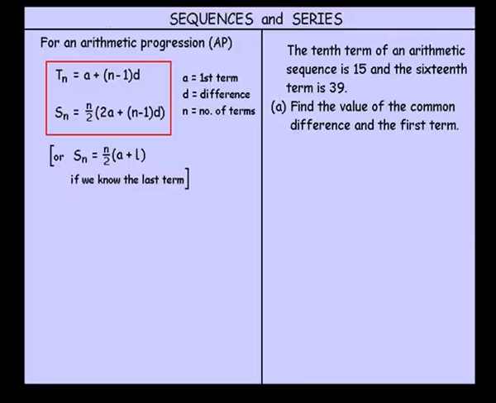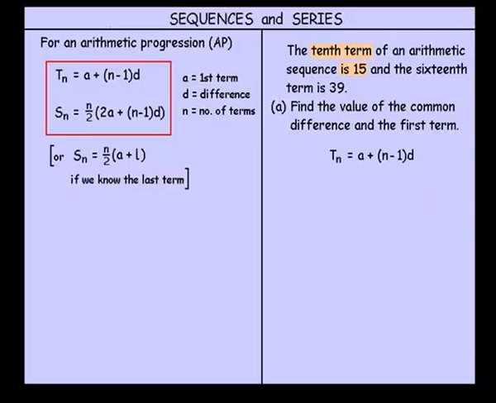Now the 10th term of an arithmetic sequence is 15, and the 16th term is 39. And we're asked to find the value of the common difference, the D, and the first term, which is A. Well, because we're talking about terms, we'll write down our term formula.